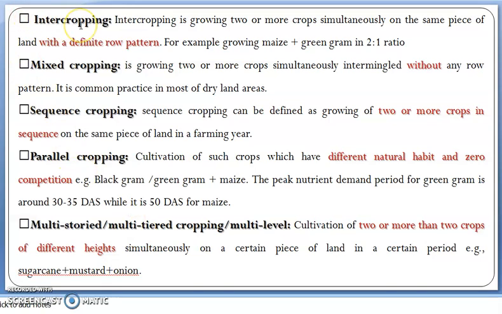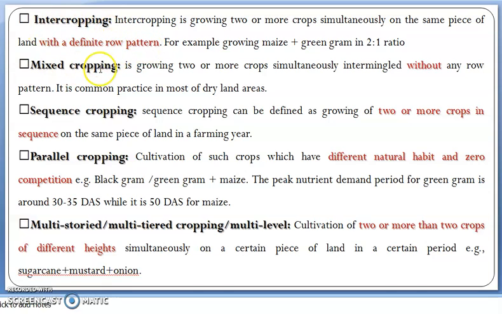Now, intercropping. Intercropping is growing two or more crops simultaneously on the same piece of land with a definite row pattern. For example, growing maize and green gram in 2:1 ratio. That means 2 rows of maize, then 1 row of green gram, then again 2 rows of maize, then 1 row of green gram. This is the row pattern and it is called intercropping. A definite row pattern should be there in the intercropping system.